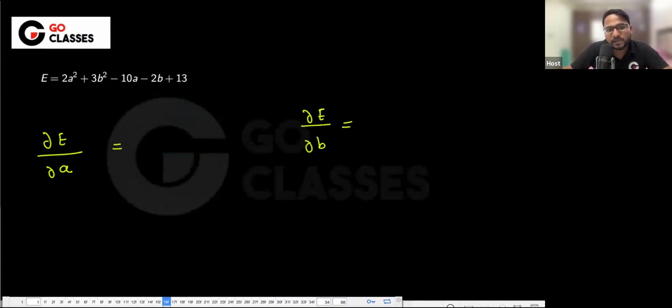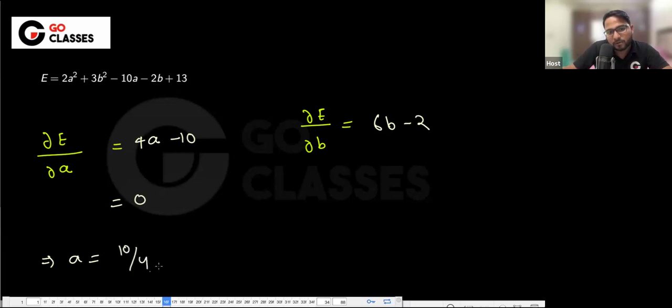Partial differentiation means that we are keeping B constant here and just differentiating with respect to A. It will be 4A minus 10. Here it will be 6B minus 2. If you set it to 0, you will get the value of A, which is 10 by 4. Similarly, from here, you will get the value of B, which is 2 by 6.